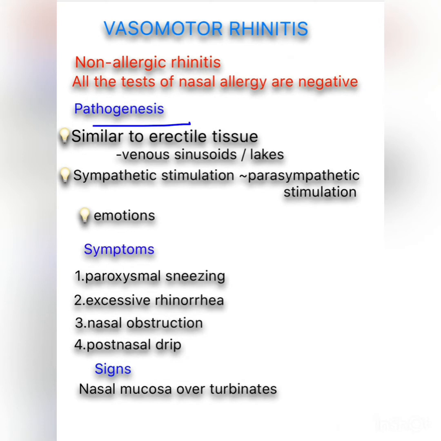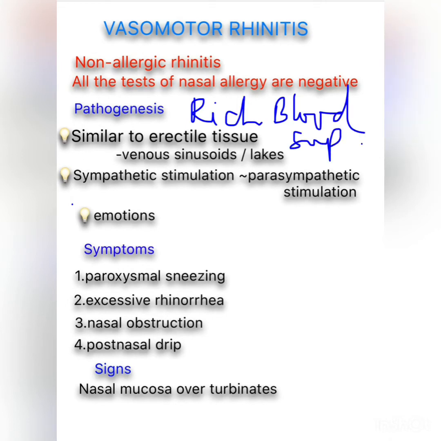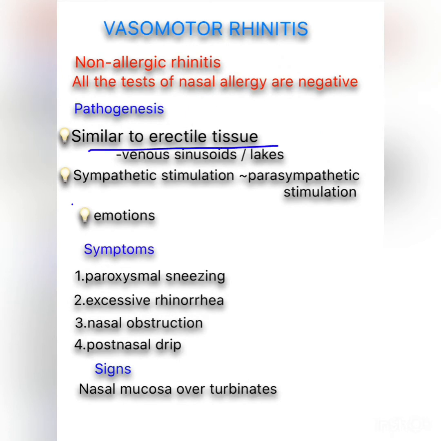Now let us have a discussion on the pathogenesis of vasomotor rhinitis. The rich blood supply of the nasal mucosa makes it highly vascular, and this makes it similar to rectal tissue. Similar to rectal tissue means it will have many venous sinusoids or lakes. These lakes are just sinusoids that are filled with blood.